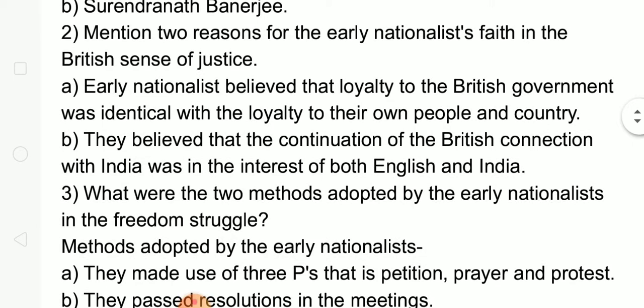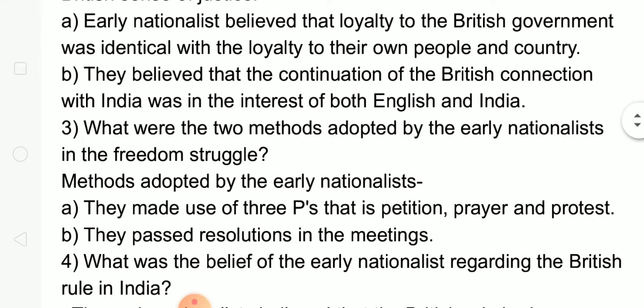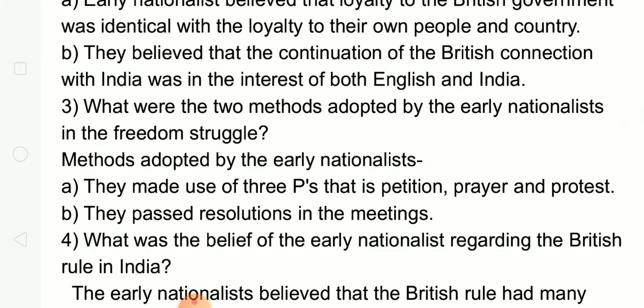Third question. What were the two methods adopted by the early nationalists in the freedom struggle? The methods adopted by the early nationalists: they made use of three P's, that is, petition, prayer, and protest. The second, they passed resolutions in the meetings.